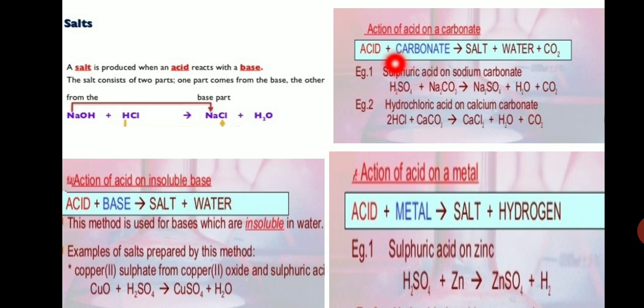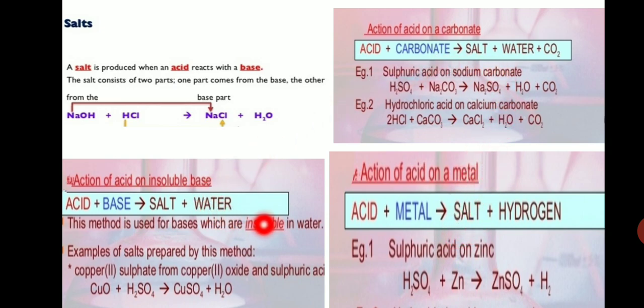In the second reaction, when an acid reacts with a metal carbonate, do you remember this reaction? The products are salt, water and carbon dioxide. In the third reaction, when an acid reacts with a metal, it produces salt and hydrogen. So from here itself, we got three types of salt. Copper sulfate, sodium sulfate, calcium chloride and zinc sulfate are all salts.